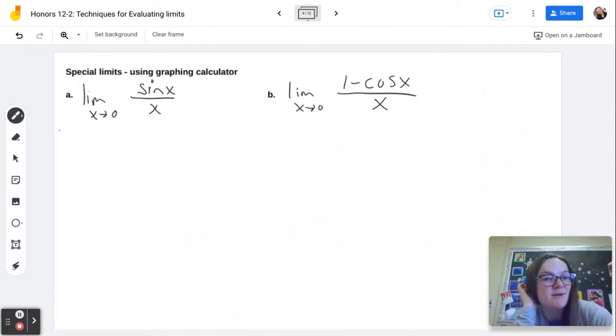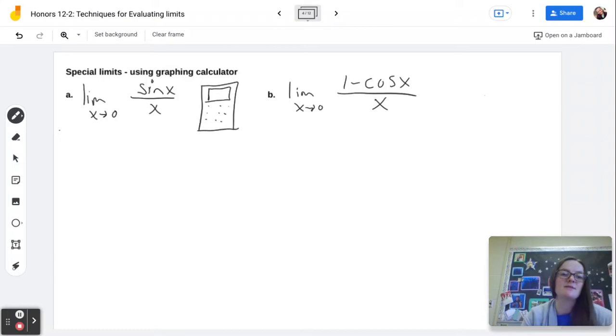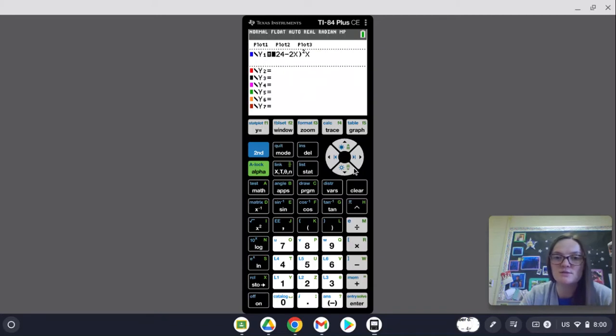Next one, we're going to talk about special limits. So these ones require you to use your calculator, which we are pretty familiar with. So what I want you to do, I'm going to walk through the first one with you. We're going to use our calculator to find the limit as x approaches 0 of sine of x. So we can either use the graphing feature, or we can just use the table feature. So what I'm going to do is sine of x, oops, not tangent, sine of x divided by x.